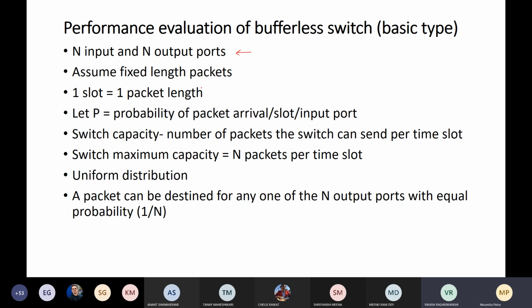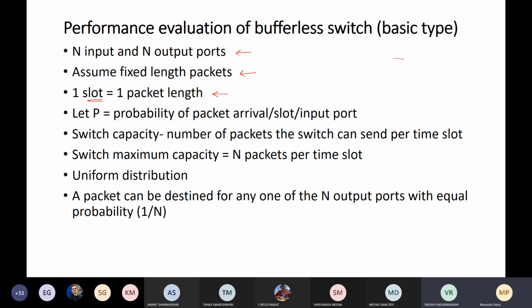So you have input and output ports. We assume that we have fixed length packets. Another assumption: we divide time into slots. So we have divided the time into slots, and in one slot you can send one packet. That means whatever your packet length is, that will be sent in one time slot. That is why it is written as one slot equals one packet length.